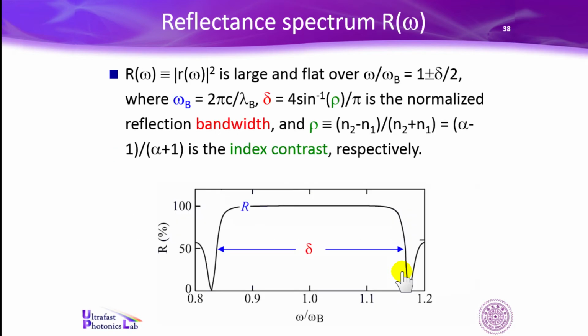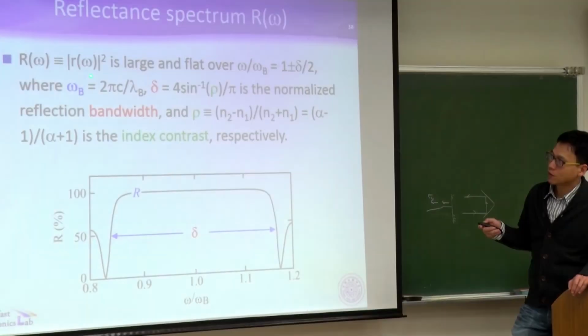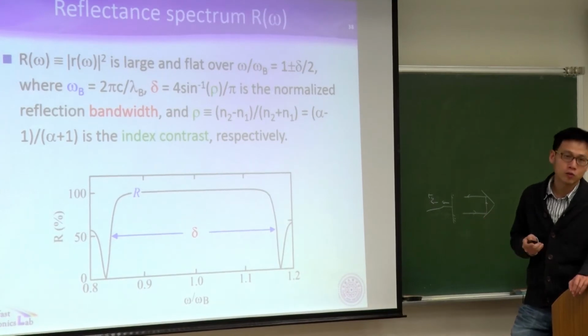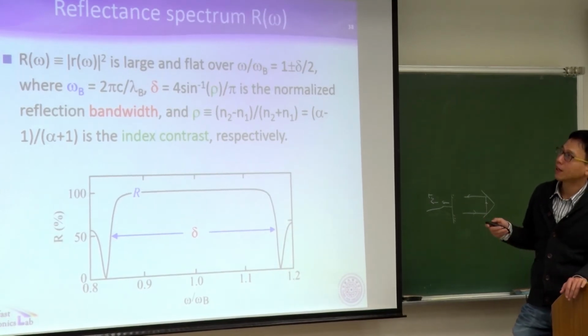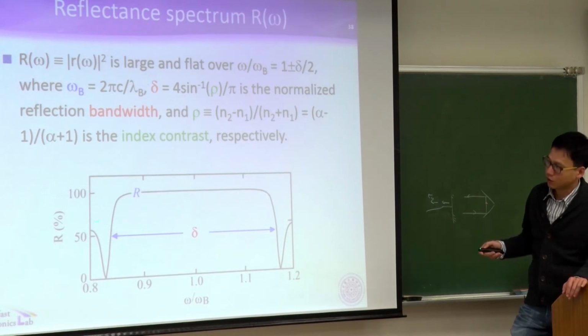However, things are not so perfect as we expect. Let's check out the reflectance spectrum. First, reflectance spectrum is defined as absolute square of reflectivity spectrum. Okay? And it is large and flat over this frequency range. Okay? So if you look at the solid curve in this figure, this is your reflection spectrum, okay? Vertical axis is reflectance up to 100%.